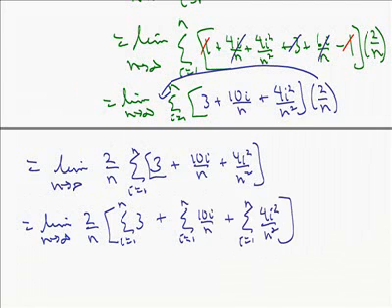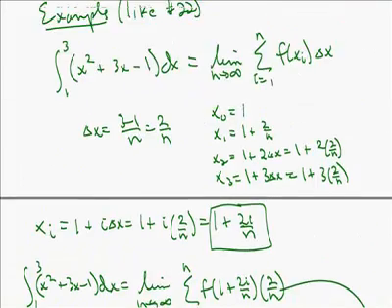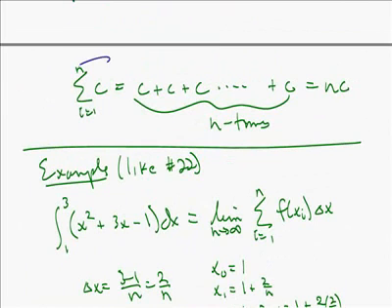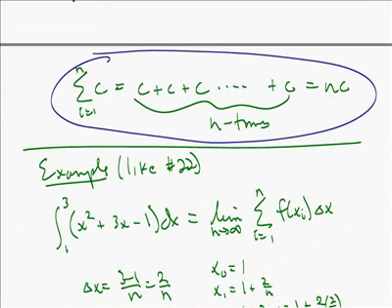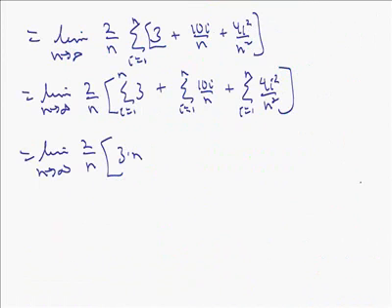Alright, so now we're just about ready to start evaluating. This is the limit as n goes to infinity of 2 over n times, now the sum i goes from 1 to n of 3. Remember, that's just going to be 3 added together n times, so that's just 3 times n. That was using this property up here, this one right here. The sum i goes from 1 to n of a constant is just n times that constant. Okay, so far so good.